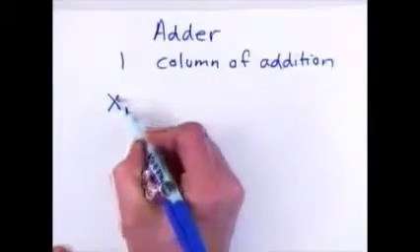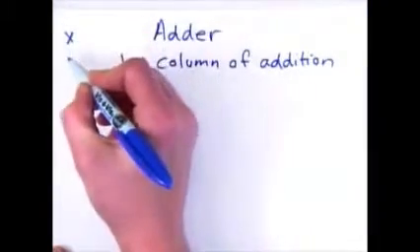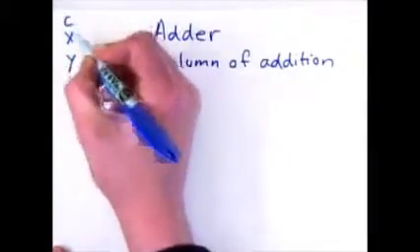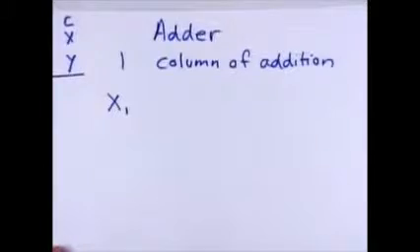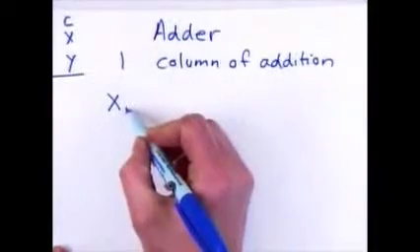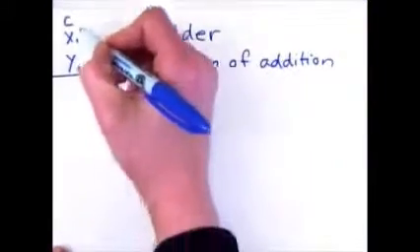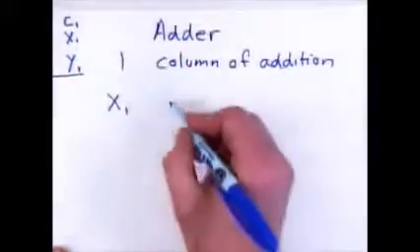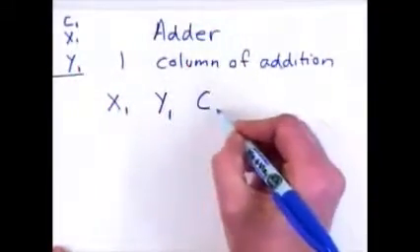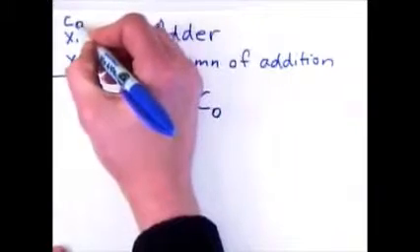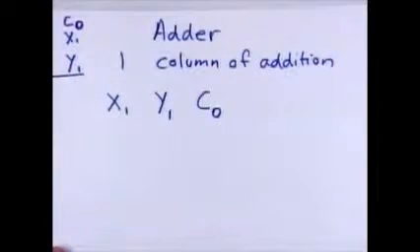Okay, so in a column I have 2 bits, plus I might have a carry bit, right? So let's say x1 will be the top row, so we'll be doing x plus y and a carry. We'll put x1 because this will be column 1. We'll have y1 and c. I'm going to put c0 because this carry came from a previous column if there was one.